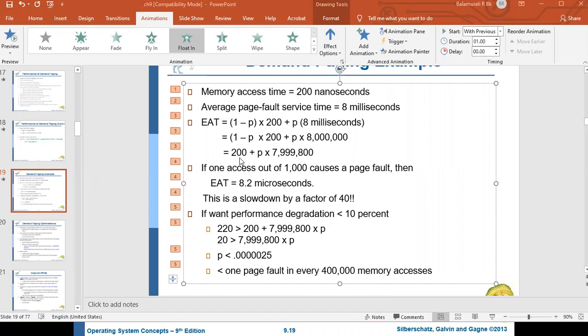Or you may be asked, if you want the performance degradation to be less than 10 percentage or less than 5 percentage or less than 20 percentage, then what should be p? All this kind of questions can be asked. Or given a value for p, for how many memory accesses one page fault can be tolerated. For example, just this value can be given and you may be asked to calculate: one page fault for every dash memory accesses is allowed, right? So you should practice these things, right?